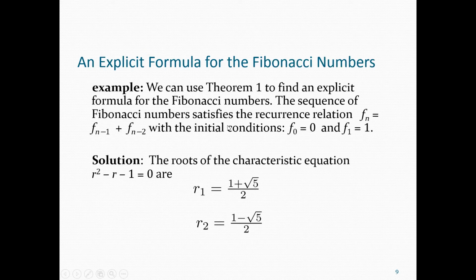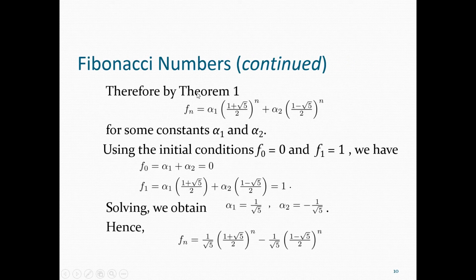There is another example. Use theorem 1 to find an explicit formula for the Fibonacci numbers. The Fibonacci sequence satisfies the recurrence relation Fn = F(n−1) + F(n−2) with the initial conditions F0 = 0 and F1 = 1. Now, first of all, the characteristic equation. This is of degree 2, so C1 and C2 are both 1. So r² − r − 1 = 0. This is the characteristic equation. So the roots are real and distinct, and thus we have the solution.